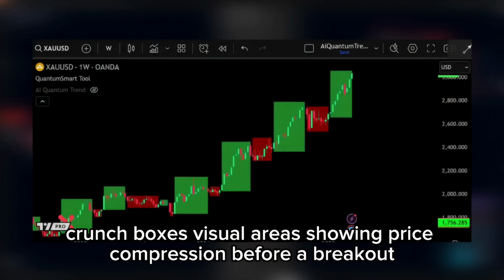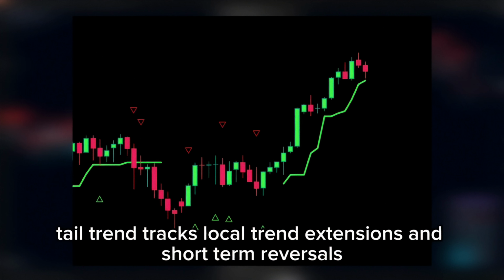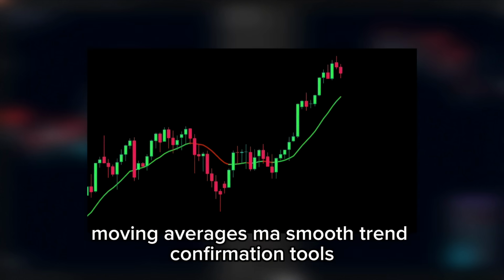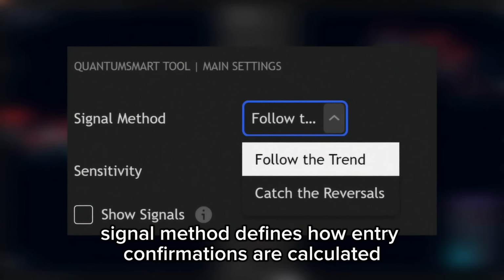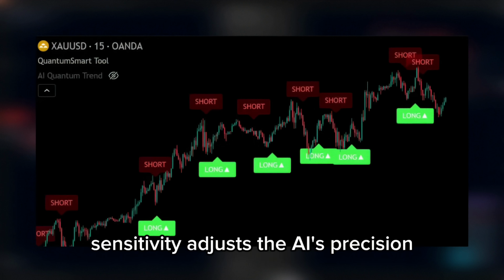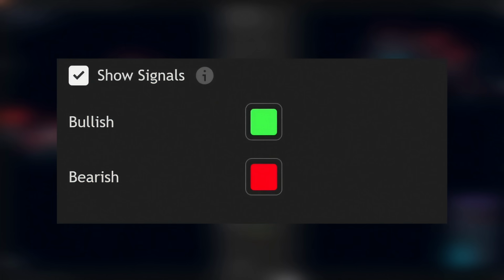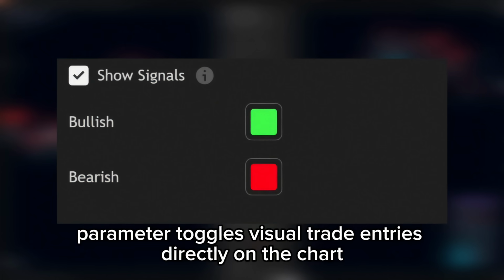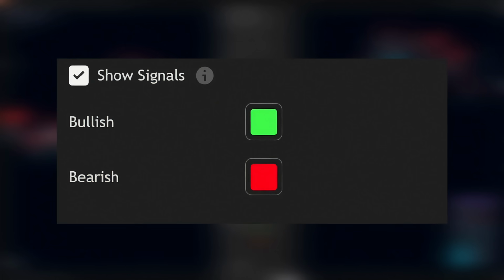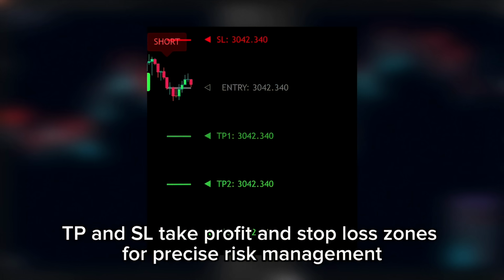Crunch Boxes, visual areas showing price compression before a breakout. Tail Trend tracks local trend extensions and short-term reversals. Moving Averages, MA, smooth trend confirmation tools. Signal Method defines how entry confirmations are calculated. Sensitivity adjusts the AI's precision for faster or more conservative signal generation. Show Signals Parameter toggles visual trade entries directly on the chart. TP and SL take profit and stop loss zones for precise risk management.